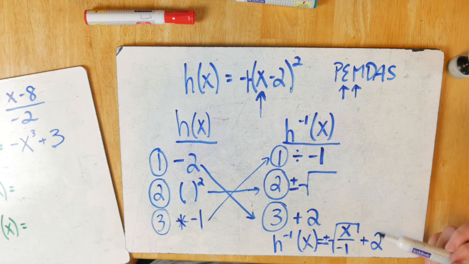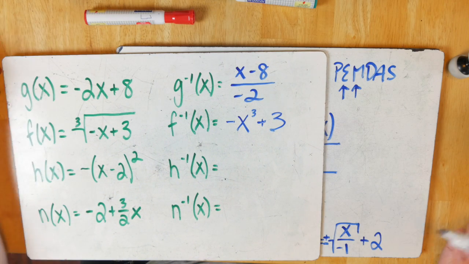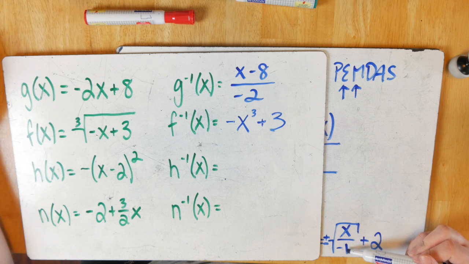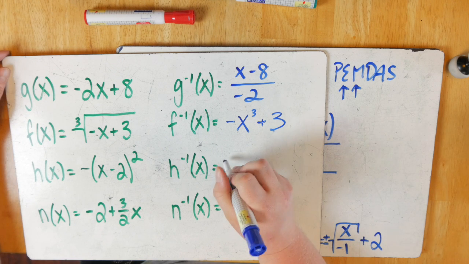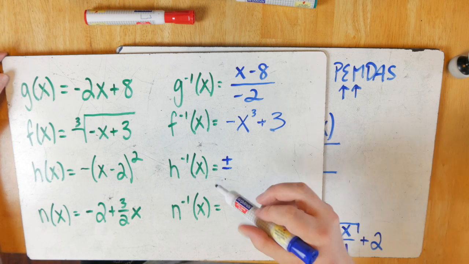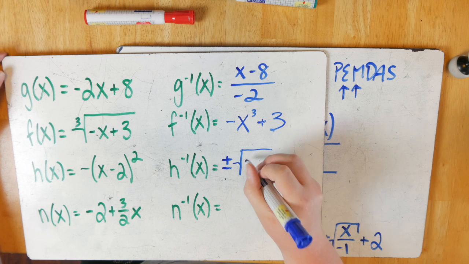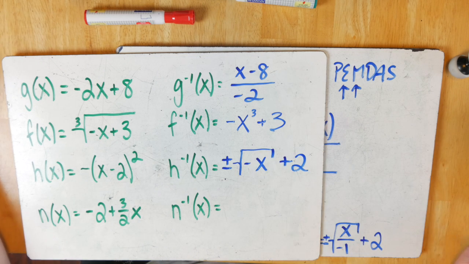The last thing that I would do to simplify this, that I'll do over here, is I would just say that x divided by -1 is -1 times x, since that's the same thing. So we've got the inverse of h of x is plus or minus the square root of -x plus 2. And there we have it.